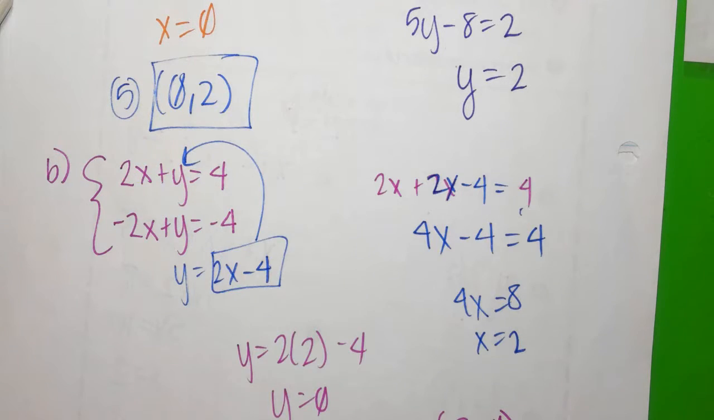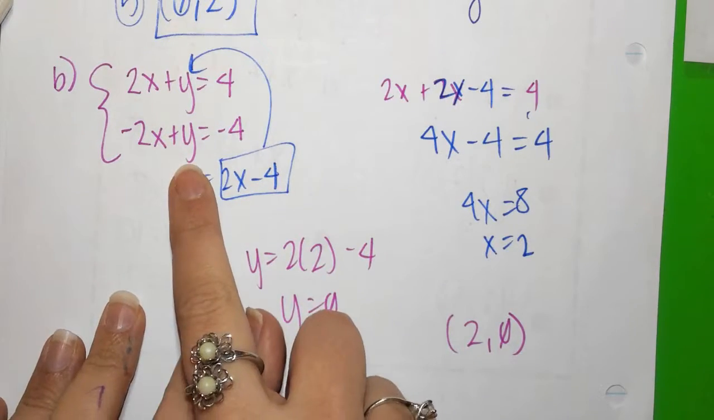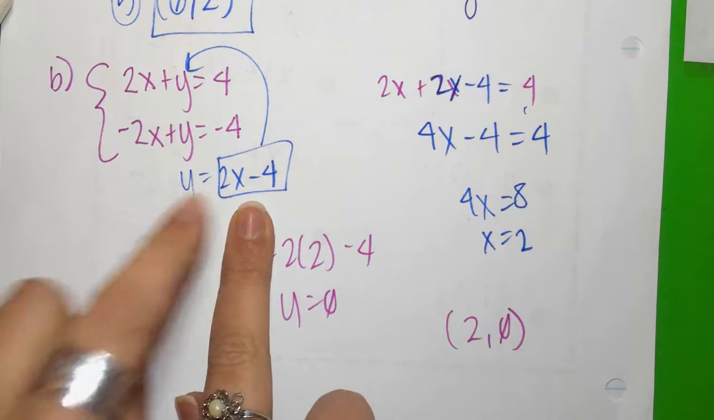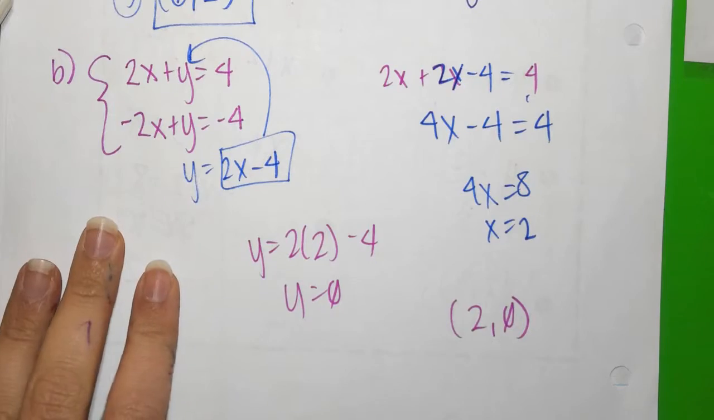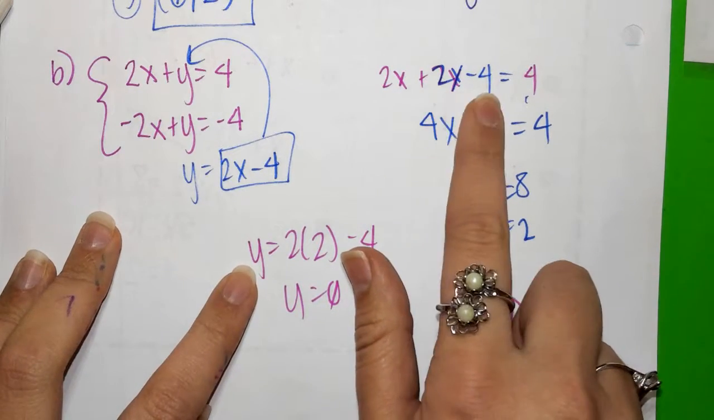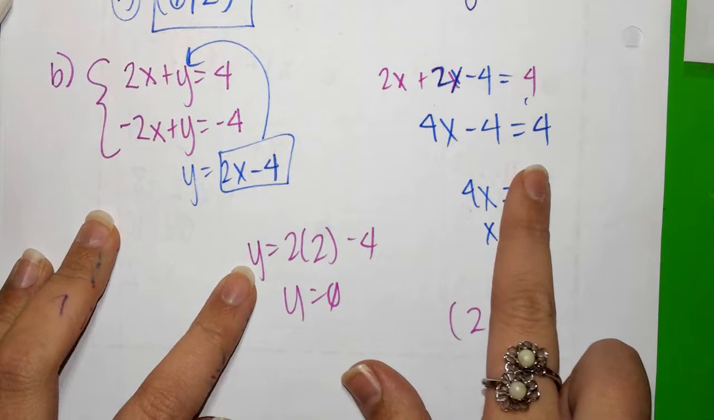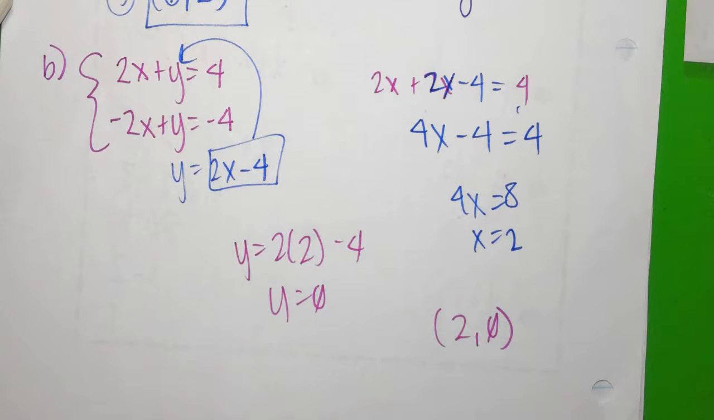All right. I got 2, 0. I thought you got 2. So I took this one and I added 2x to both sides and got 2x minus 4. Then I took that and plugged it in for y. And I said 2x plus 2x minus 4 equals 4. Combined like terms and got 4x minus 4 equals 4. Added 4 and then got x equals 2. From there, I took my 2 and plugged it back in and got 2, 0.